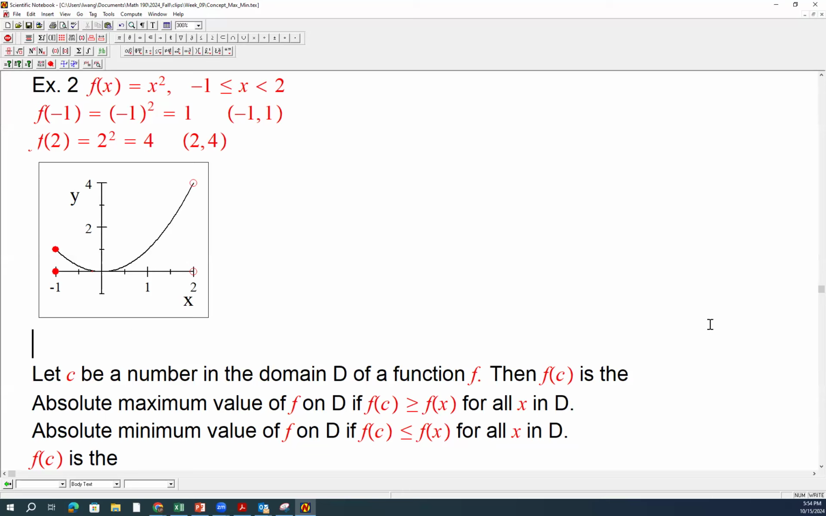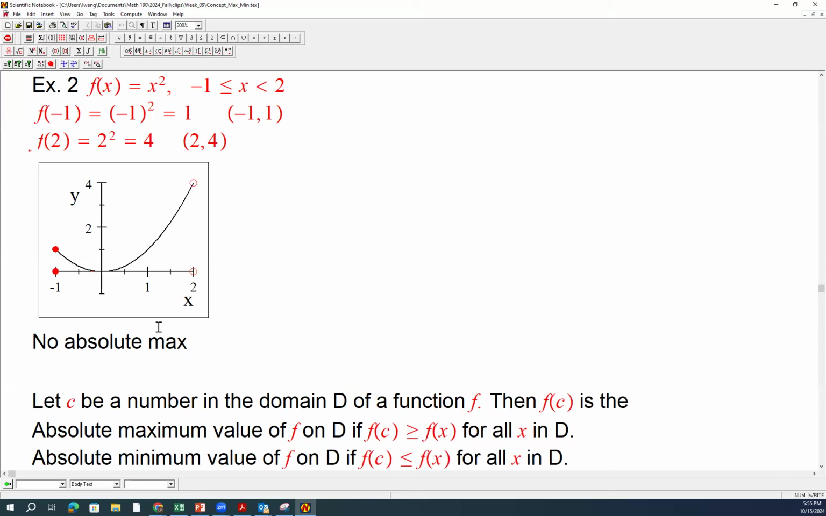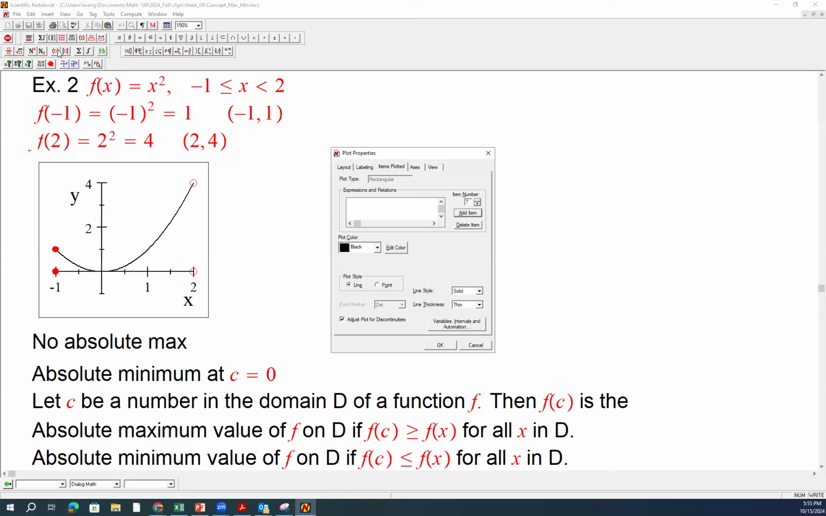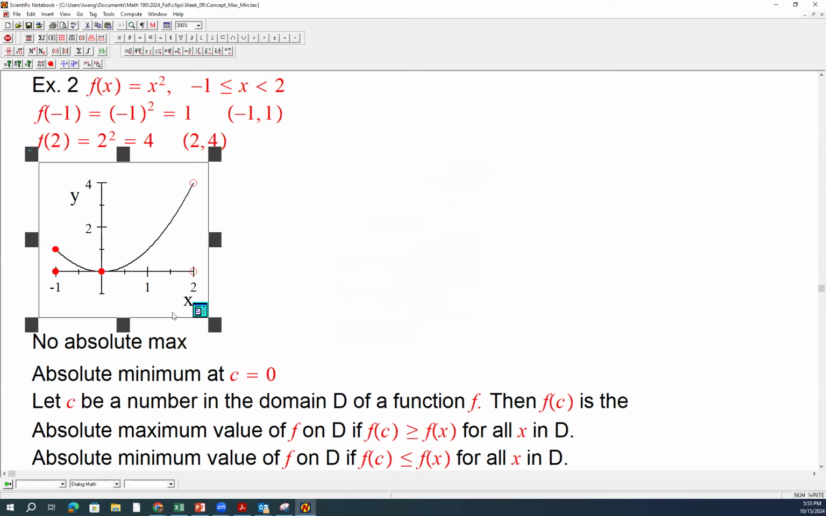Okay, so in this case, we say there's no absolute max. Because the interval is open on the right side, there's no absolute max. But we have absolute min. Obviously, we do. We have a lowest point, which is (0, 0), right? We have an absolute minimum at c equals 0, right? The lowest point is right here. And c can be 0 because 0 is in the interval of consideration. The absolute minimal value is f of 0 equals 0.